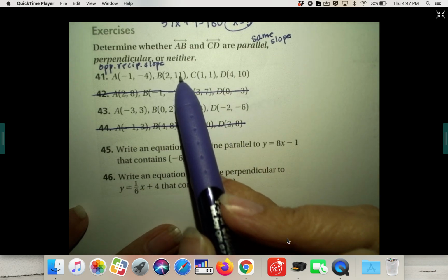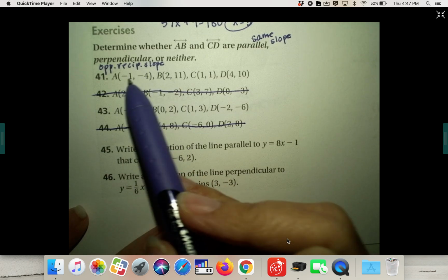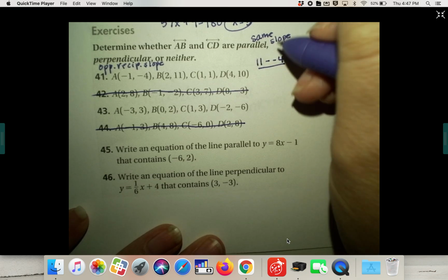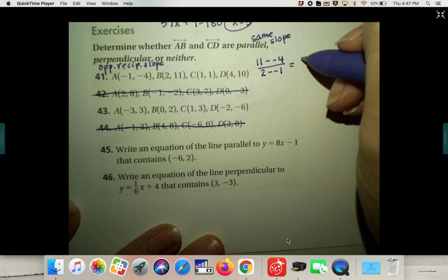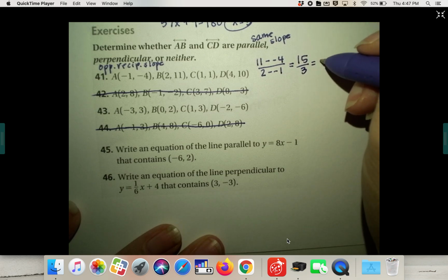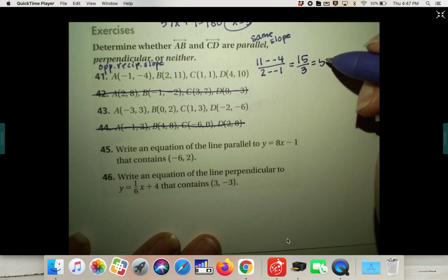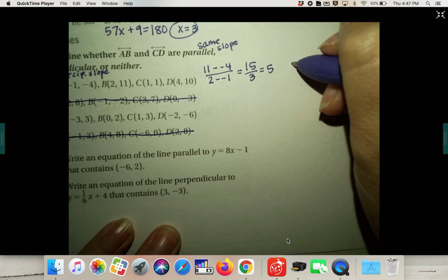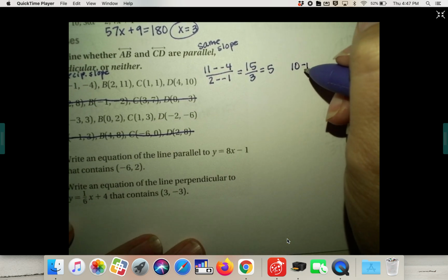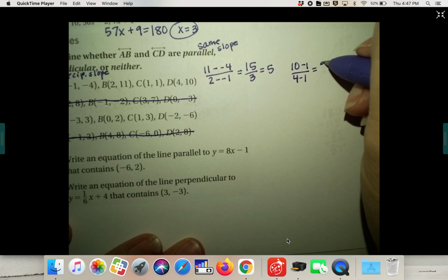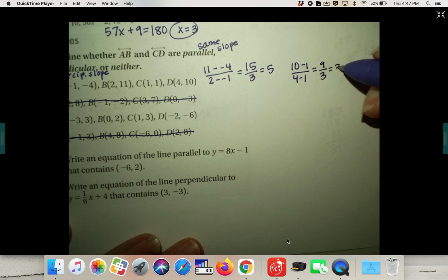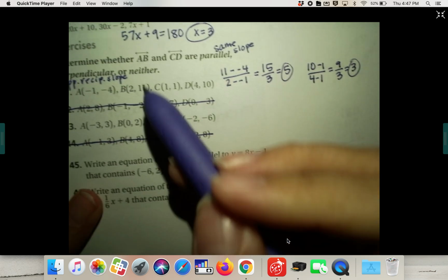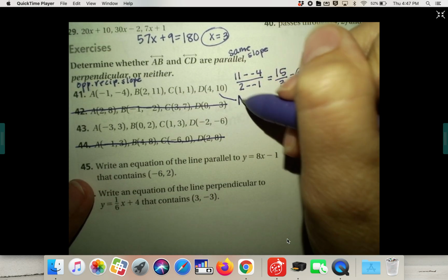Remember, to find slopes, it's y2 minus y1 over x2 minus x1. So let's start in. So 11 minus negative 4 over 2 minus negative 1. That would be 15 over 3, which is 5. Okay, and then C and D, 10 minus 1 over 4 minus 1, that'd be 9 over 3. 9 divided by 3 is 3. So the two slopes are 5 and 3, which has nothing to do with anything. So therefore, the relationship for this one is neither.